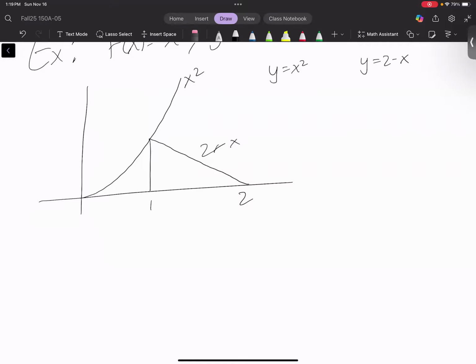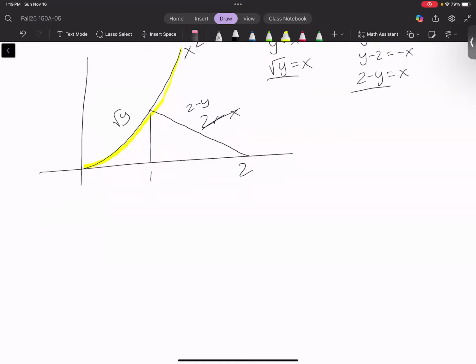Okay, so here we can square root, and we're only going to use the positive one because this function is on the positive side. And then here we can subtract 2 and then divide, and we get 2 minus y equals x. Now these are our two functions in terms of y. So this is root y, and this is not 2 minus x, it's 2 minus y. Now we can do right minus left.